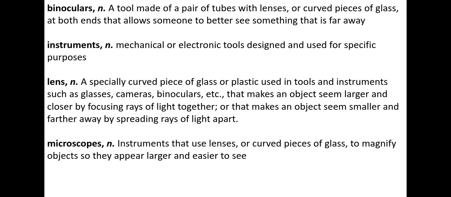A lens is a noun, a specially curved piece of glass or plastic used in tools and instruments such as glasses, cameras, binoculars, etc., that makes an object seem larger and closer by focusing rays of light together, or that makes an object seem smaller and farther away by spreading rays of light apart. Microscope is an instrument that uses lenses or curved pieces of glass to magnify objects so they appear larger and easier to see. Microscope.